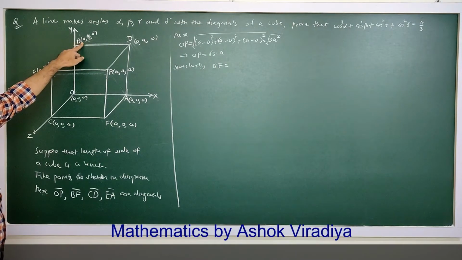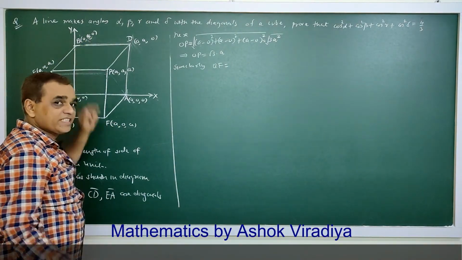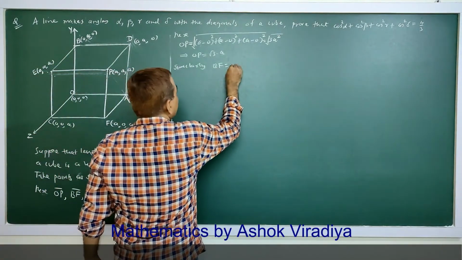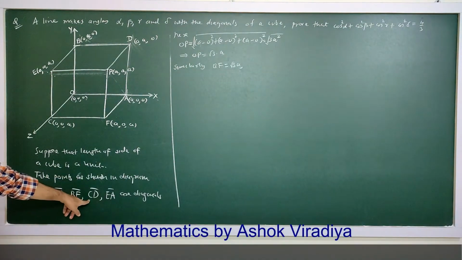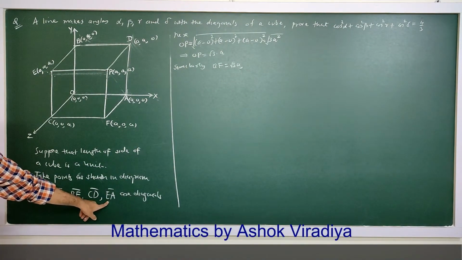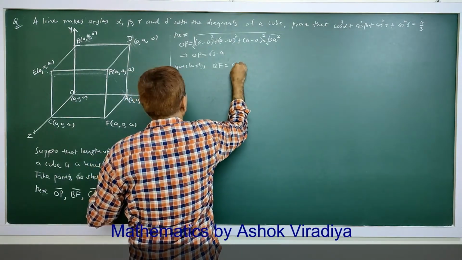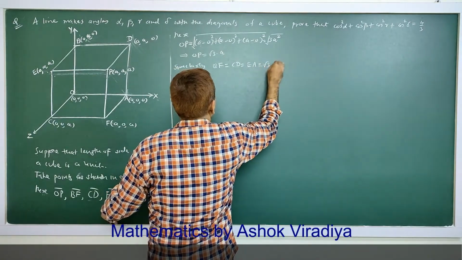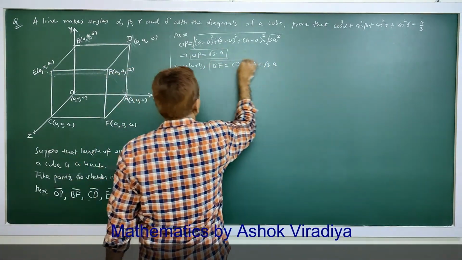Similarly, BF is a minus 0 whole square plus 0 minus a whole square plus a minus 0 whole square, that is 3a square. It is BF square. So BF is again root 3a, and CD is also root 3a, EA will also be root 3a. So the lengths of all diagonals are the same. These are the lengths of the diagonals.